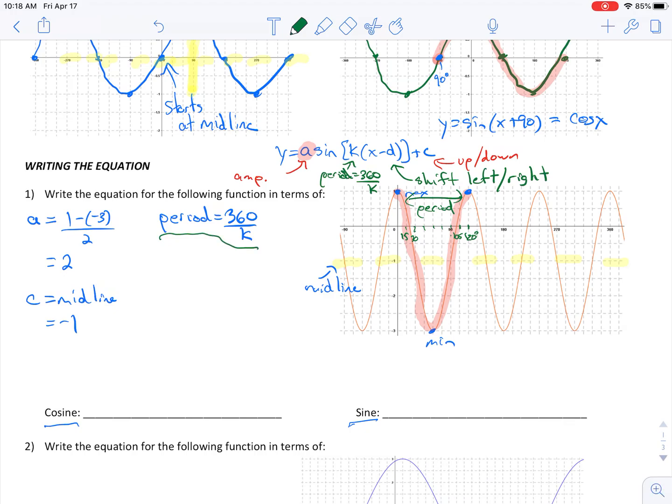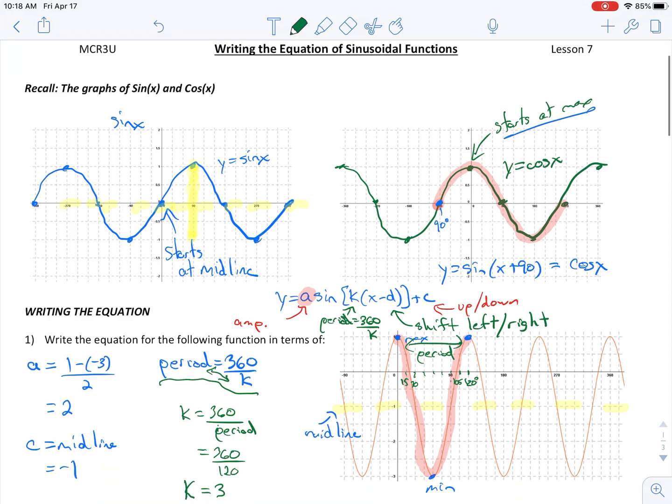So what I want to do is change this around to follow this equation here in order to get K. So if I switch K and the period like that, and I know that my period is 120 degrees, then I just sub it in to get K. So therefore K is 3. So we've got pretty much everything we need. The only other thing would be D.